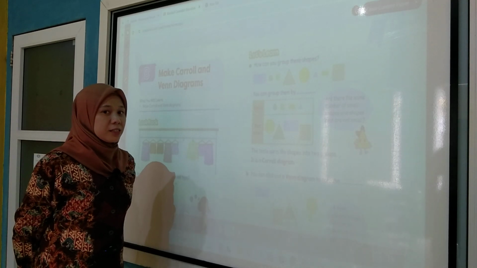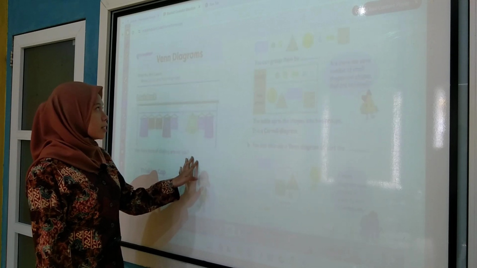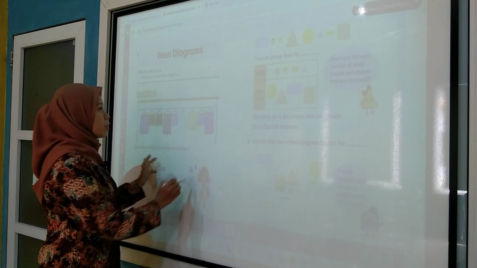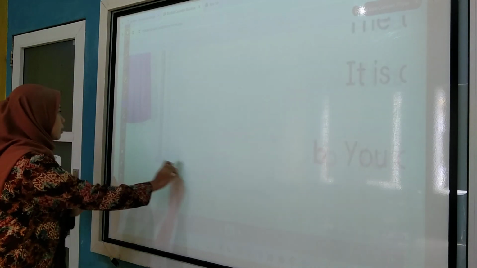Good afternoon, sir. Here is the lesson that I will teach to the students for next week. It is about making Carroll and Venn diagrams. For the set induction, I will use the Look Back here.